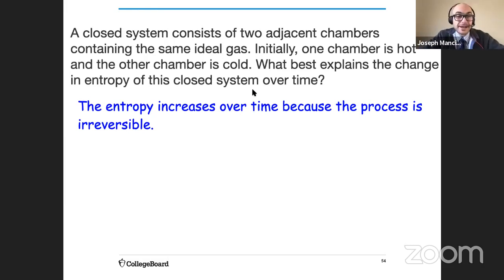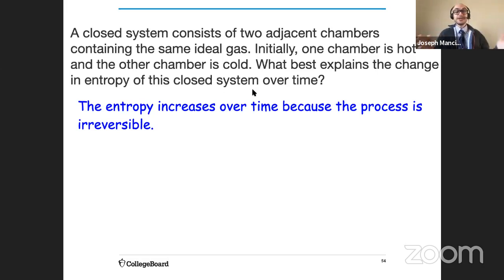A closed system consists of two adjacent chambers containing the same ideal gas. Initially, one is hot and the other is cold. What explains the change in entropy of that system over time? So imagine if in that simulation, both gases contained the same identical blue particles, one at 500 Kelvin and the other at maybe 100 Kelvin. What would happen to the entropy in that system over time?